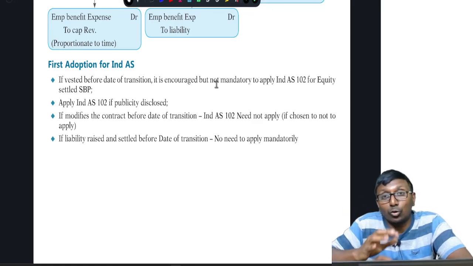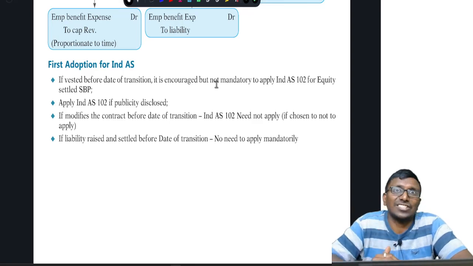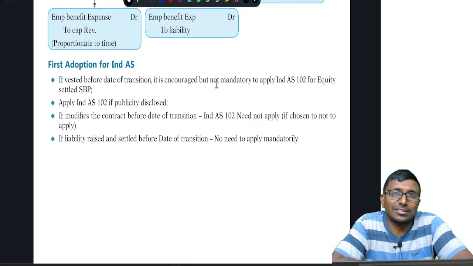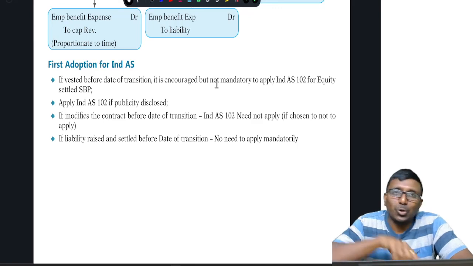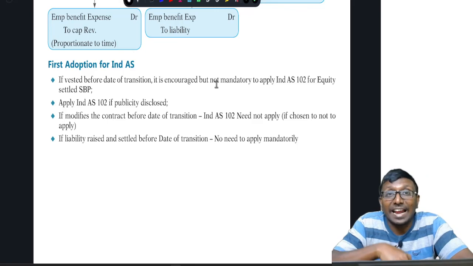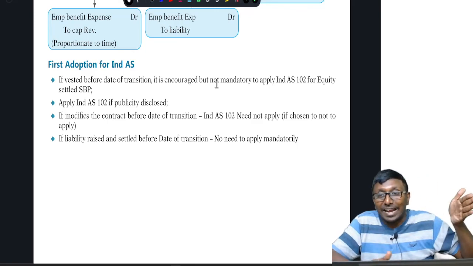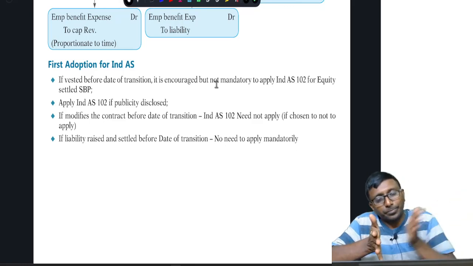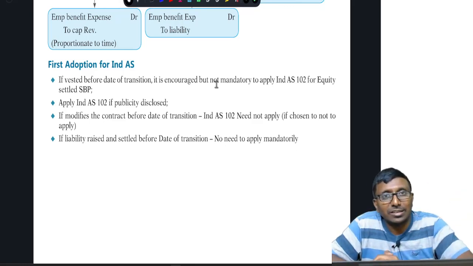No, no, sir. We already have SBP, sir. It is not vested as on the date of transition. Then you don't have a choice. You have to follow retrospectively, calculate on the grant date what is the fair market value of the option, from the grant date till the date of transition. Then you do what is that?